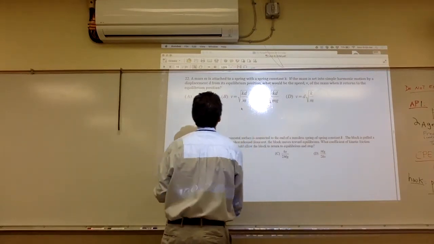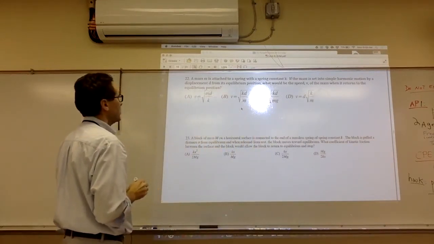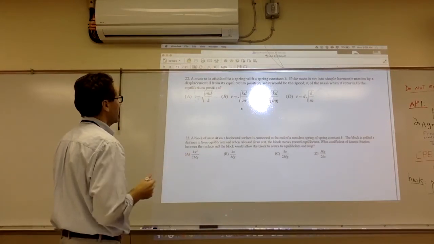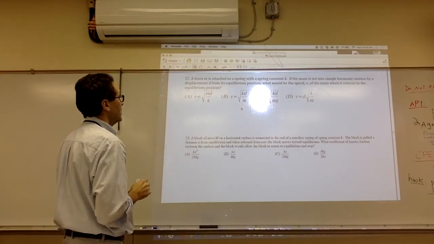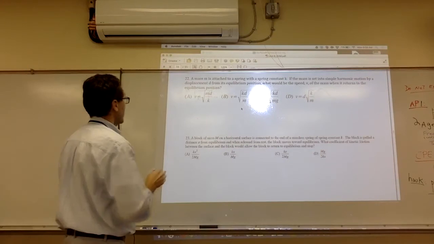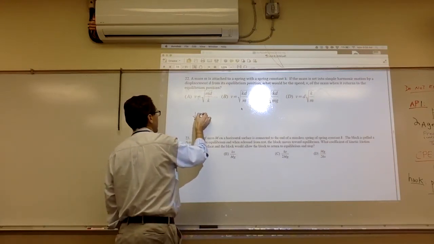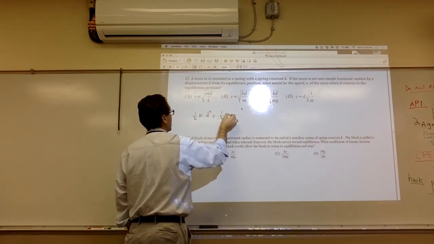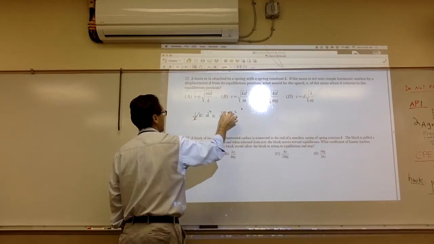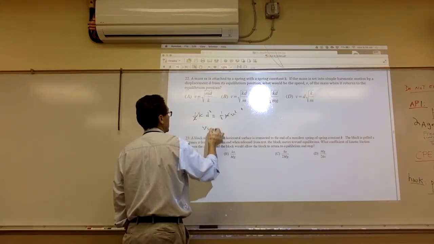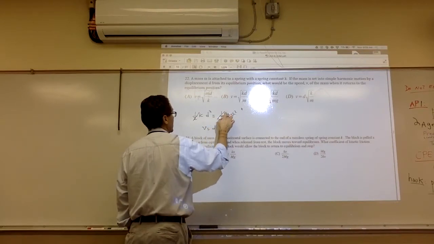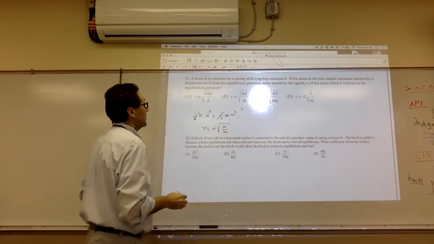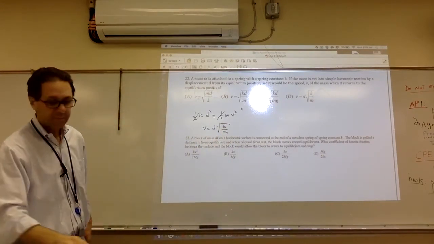Let's look at 22. A mass is attached to a spring with a spring constant k. If the mass is set into simple harmonic motion by displacement d, so instead of saying x, they called it d, from equilibrium, what would be the speed of the mass when it returns to equilibrium position? So here we just have to do 1/2 k d squared, that's your amplitude, equals 1/2 m v maximum squared. So v is equal to d, I'm sorry, I crossed out the wrong thing, d radical k over m. So the answer should be D.